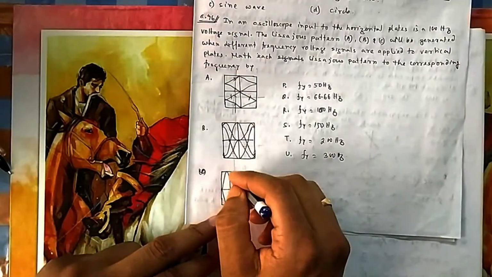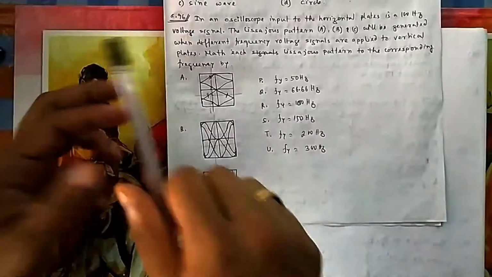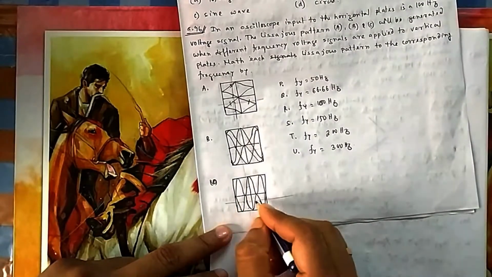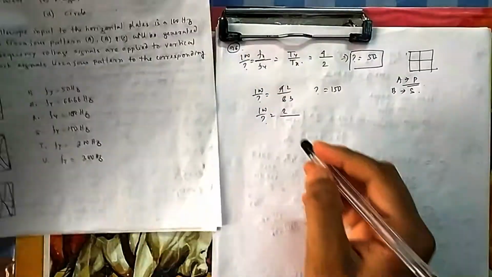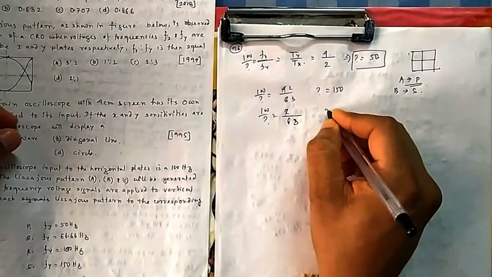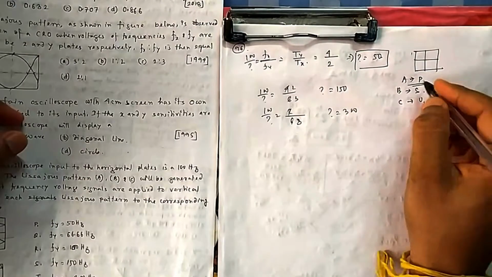Similarly for the last one, the maximum horizontal cut can be somewhere here. If I give a vertical cut, 1, 2, so it is 2. Divide by the maximum horizontal cut you can have, suppose here 1, 2, 3, 4, 5, 6. So 6 horizontal cuts. If you do this again, it will be 300. So C is linked with U. So this is your answer.